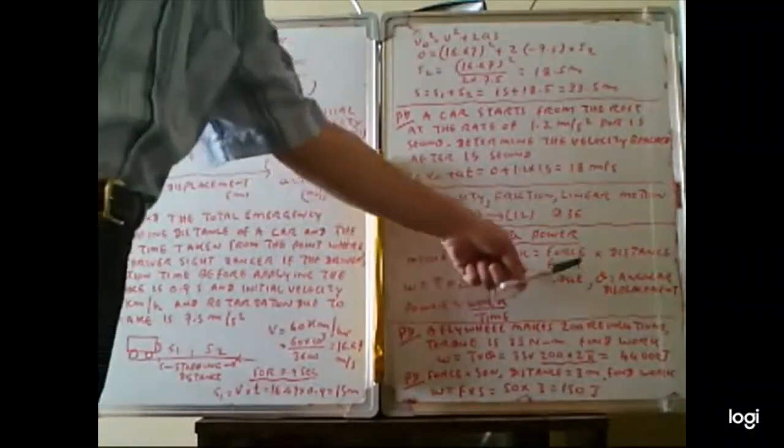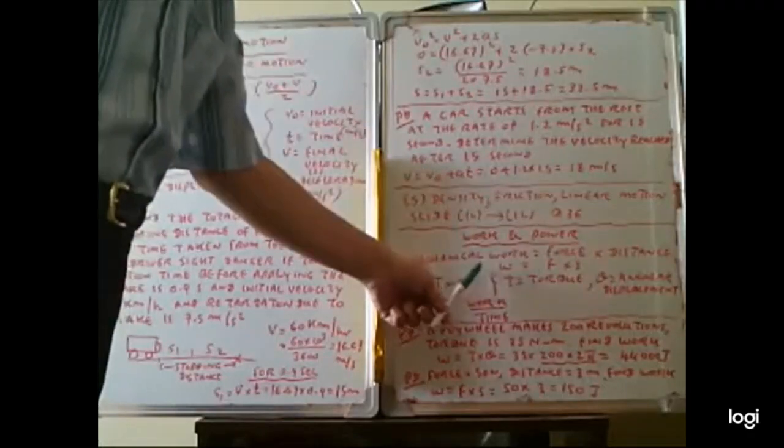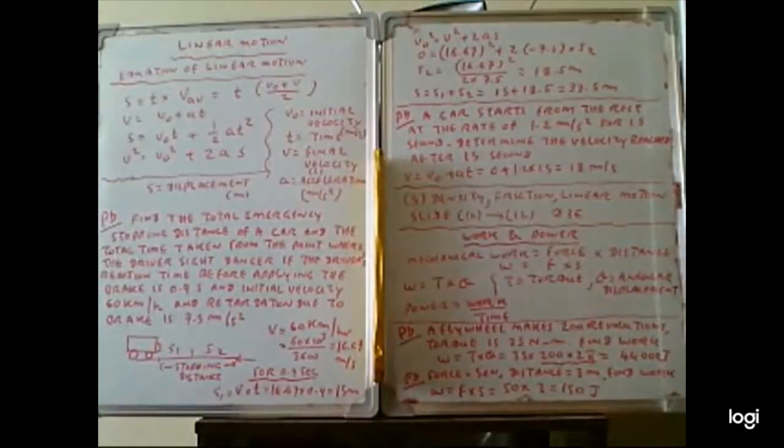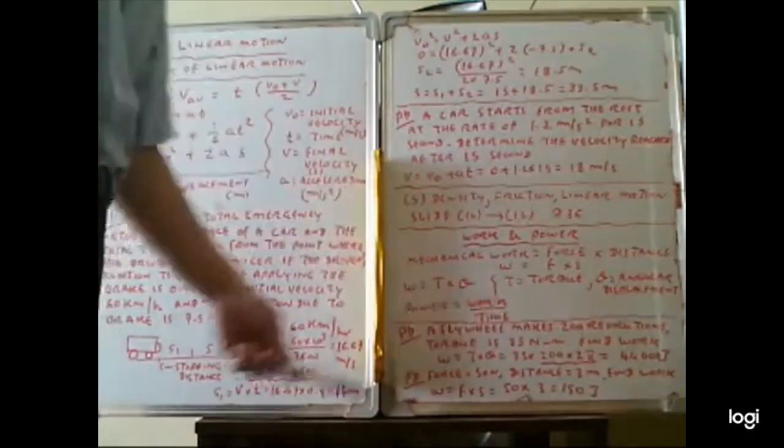T is the torque, theta is the angular displacement. So the angle multiplied by 2 pi gives the angular displacement. Power is equal to work divided by time.